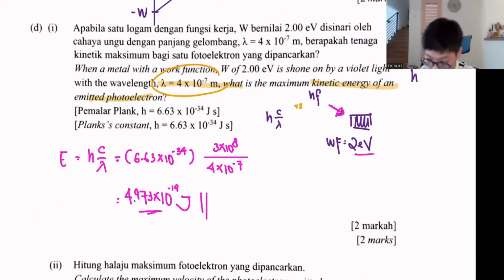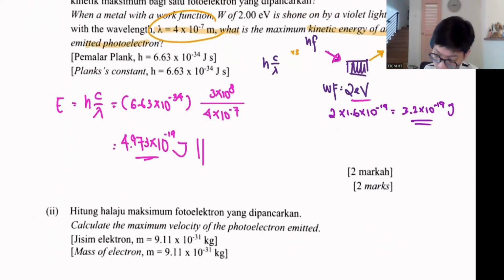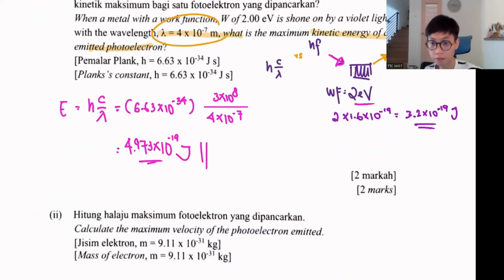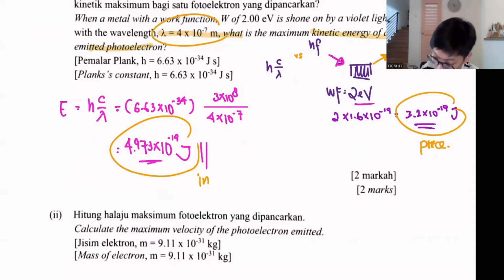All right. Now, 2 eV, I want to change it to joules. I have to multiply by 10 to the power of -19. So I get 3.2 times 10 to the power of -19 joules. So this is in terms of joules. So how can I find the kinetic energy that comes out? This is your energy in, and this is your energy out, which is the kinetic energy.